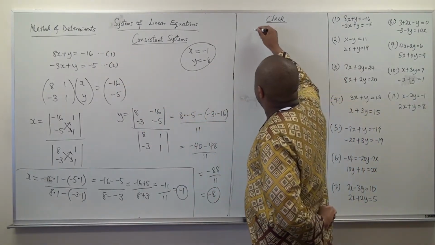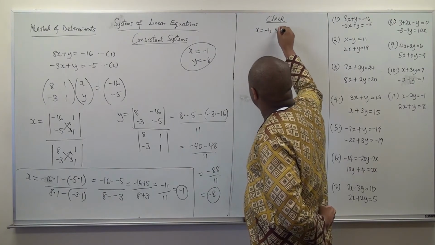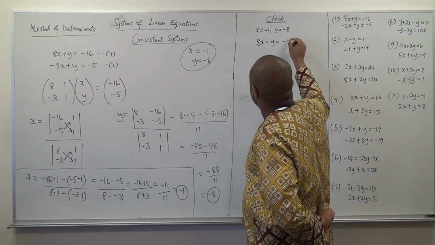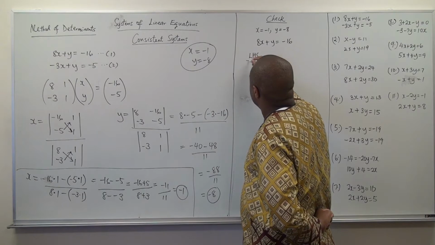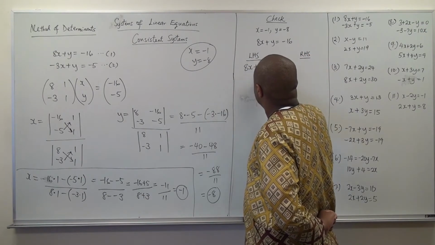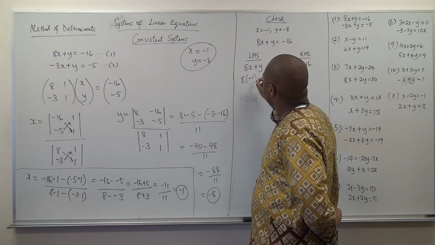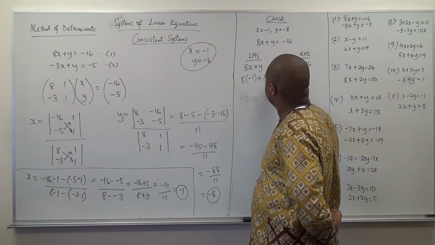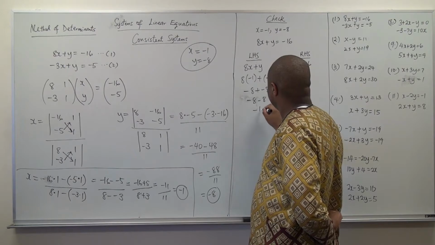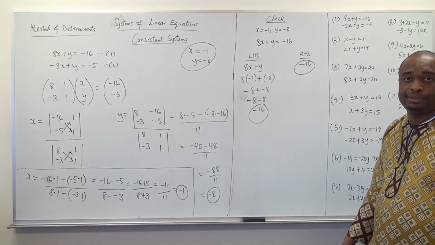Let's check for the first equation. Our x is negative 1, our y is negative 8. 8x plus y is equal to negative 16. We have our left-hand side, right-hand side, just like we've been doing it. Here 8x plus y, here negative 16. You plug it in, 8 times negative 1 plus negative 8. So negative 8 plus negative 8, negative 16. It worked for the first equation.